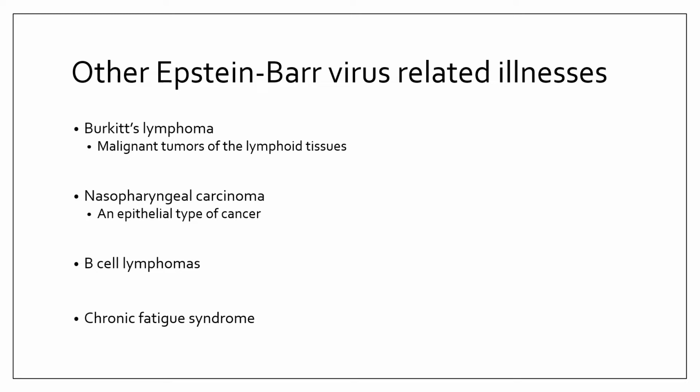You may have heard of other Epstein-Barr virus-related illnesses as well. The first one I want to mention is called Burkitt's lymphoma, and this is basically a form of non-Hodgkin's lymphoma where you see cancer in the B cells. There's approximately 12,000 cases a year in the United States. We also have another disease caused by the Epstein-Barr virus, which is called nasopharyngeal carcinoma, which is an epithelial type of cancer. This is cancer in the upper nose and throat. It's kind of rare and difficult to diagnose early. And then Epstein-Barr virus can also cause B-cell lymphomas and chronic fatigue syndrome.